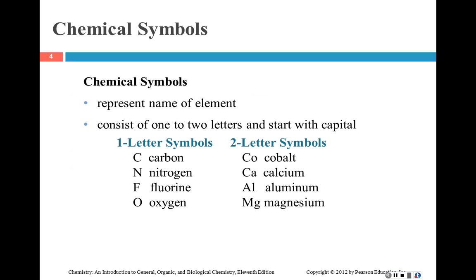Chemical symbols represent these elements, and this is how you normally see them. We don't write out the names typically if we can help it, and so they will have either a one-letter or a two-letter symbol. If you have the one-letter symbols, you see carbon, nitrogen, fluorine, oxygen. Two-letter symbols are used when names also start with a C, for example. You've already got C for carbon, so you have Co for cobalt, Ca for calcium, Al for aluminum, etc.